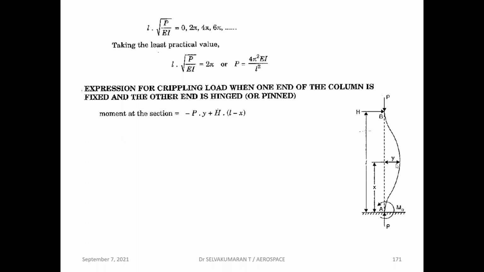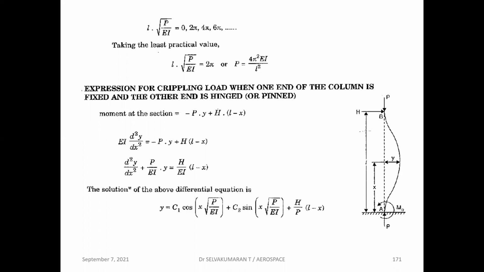So if you take a moment here with respect to this point, H into this distance L minus x, clockwise positive, and this P into y gives you the negative bending moment. Equate this to EI d square y by dx square. So divide throughout by EI, and after rearranging it, we get this differential equation: d square y by dx square plus P by EI into y is equal to H by EI into (L minus x).